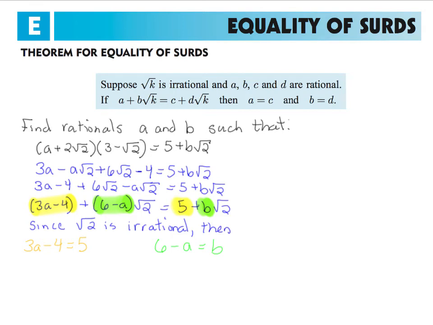Now we're just going to solve each of these equations using our knowledge of systems of equations. The first equation, 3a minus 4 equals 5, only has one variable, so I'm going to solve for a. It's really easy to do. Now that I know a is equal to 3, I can substitute a's value into our second equation and figure out what b equals. In this case, b is also equal to 3.